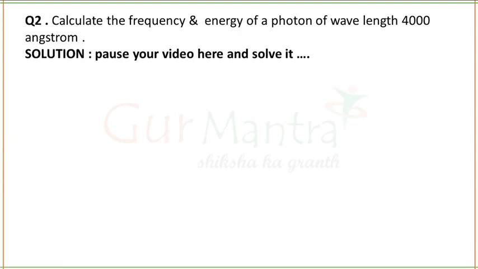Question number 2 is: calculate the frequency and energy of a photon of wavelength 4000 angstrom. Now you have to calculate two parts in this question. Part number 1 is the frequency and part number 2 is the energy of the photon. Please pause your video here and solve it by yourself.